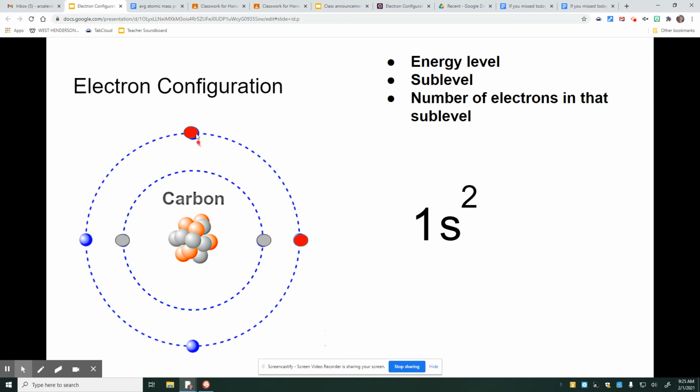Let's start with these 2 right here. So they are on the second energy level. The second energy level has S and P sublevels. S requires less energy, so S fills first. And you'll find S always fills first. S sublevel can hold up to 2 electrons, and I have 2 to go in there.